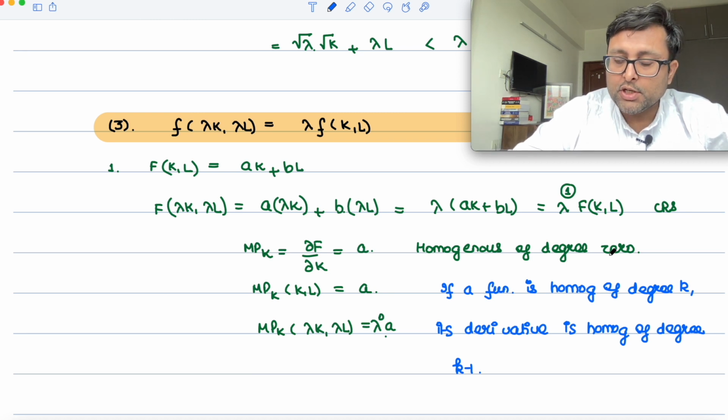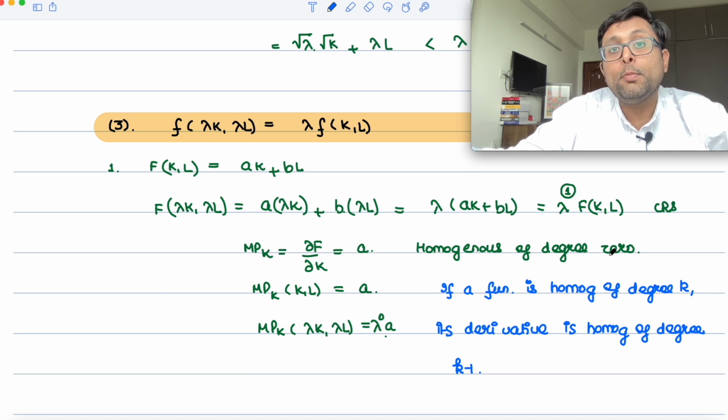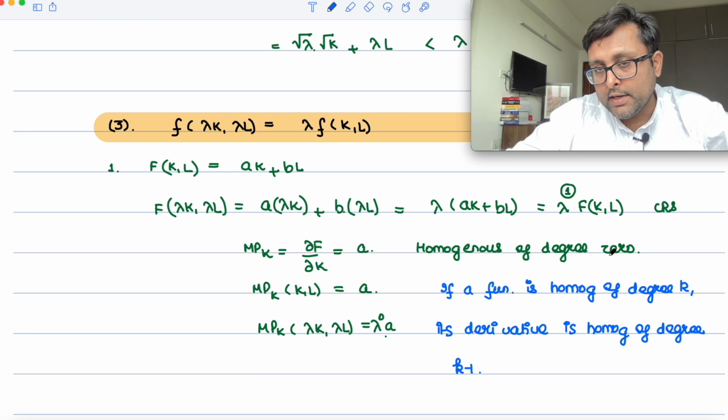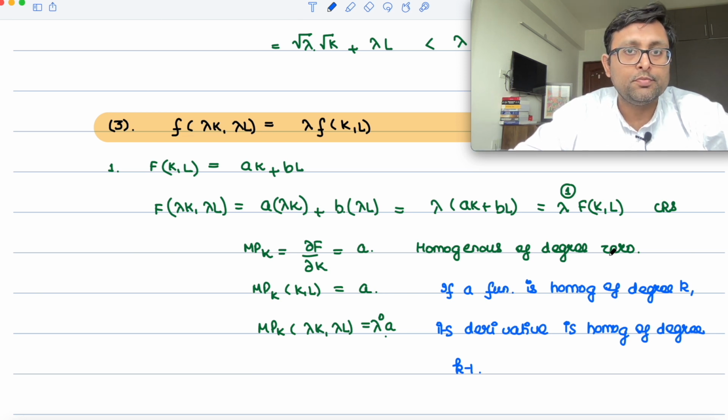So if the production function is linearly homogeneous, marginal products would be homogeneous of degree 0. Linearly homogeneous means degree of homogeneity 1. If the production function is homogeneous of degree 1, its marginal products are homogeneous of degree 0. If the production function exhibits CRS, its marginal products are homogeneous of degree 0, right?